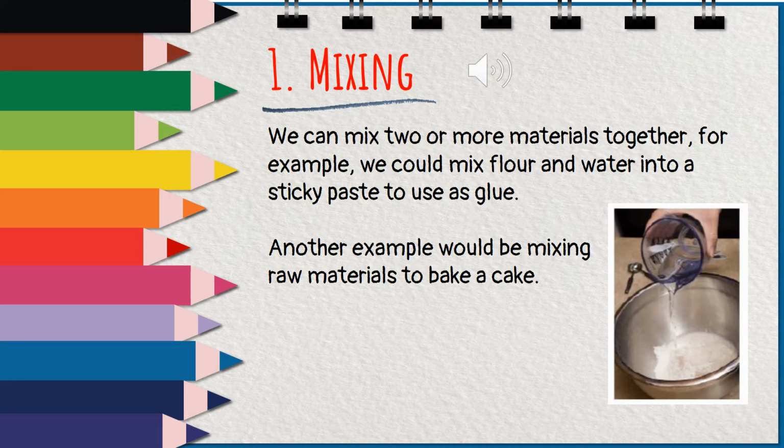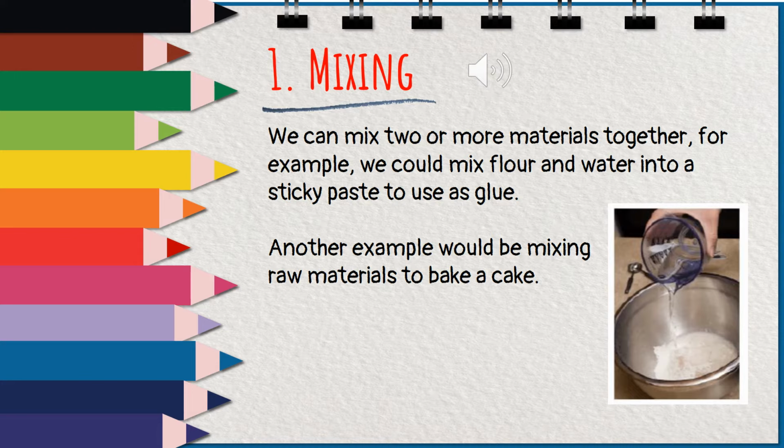There are 5 different ways to process materials. First, you have mixing. Then you have mixing and setting, mixing and cooling, mixing and cooking, or mixing, drying, and firing.